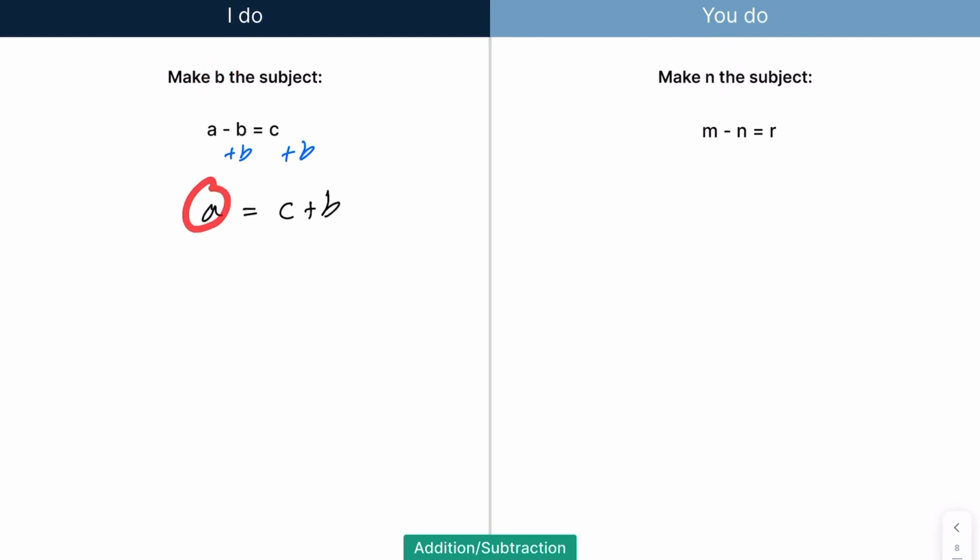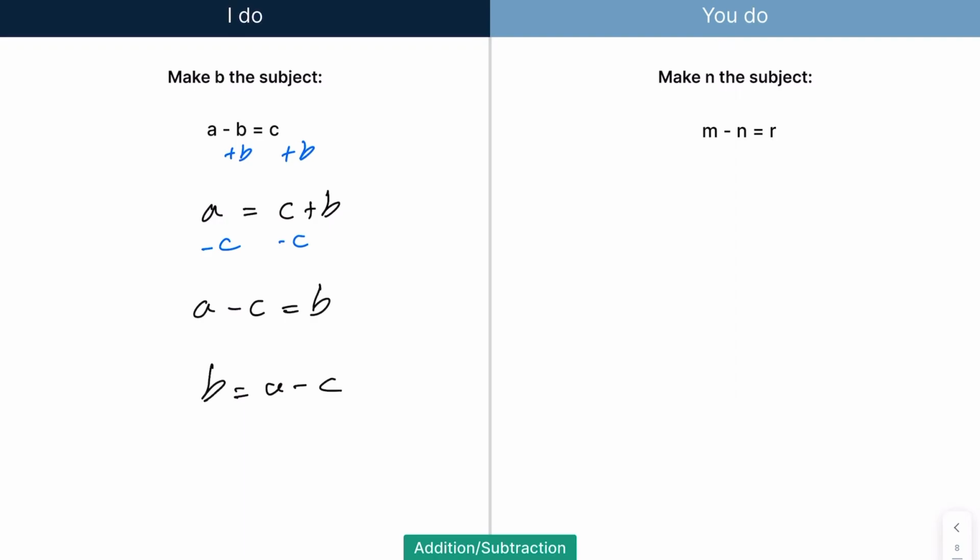At the minute, it's A, but now our life's a bit easier because now B is positive. So in order to make B the subject, we just need to get rid of the C. So I subtract C from both sides, and I end up with A minus C is equal to B. And you can also write this as B is equal to A minus C. It doesn't really matter. They're both the exact same thing.